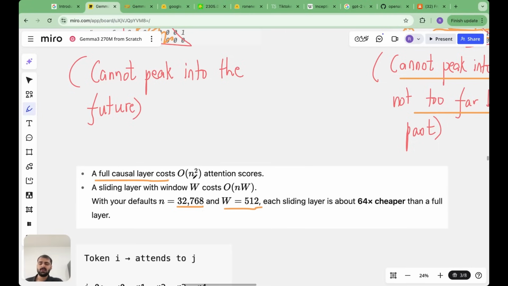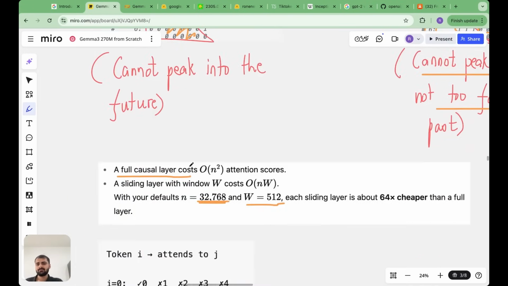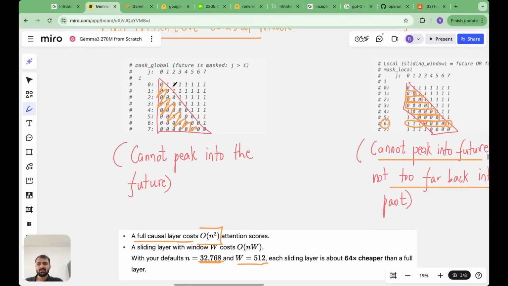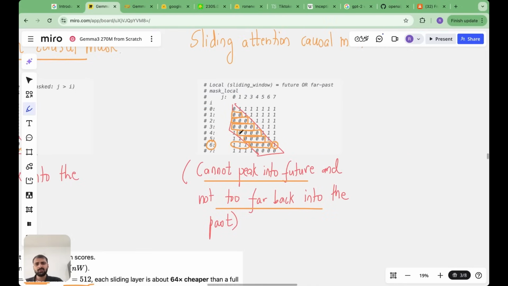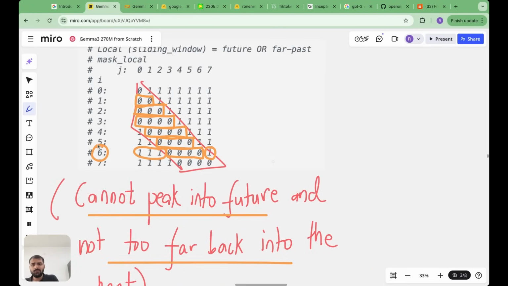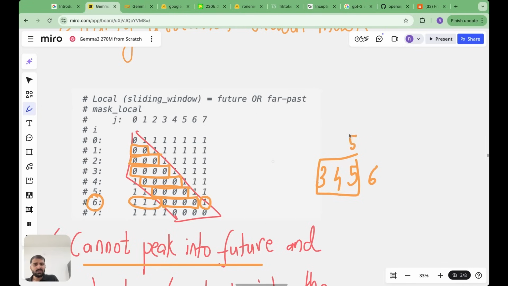Now, if you use a full causal layer, you have to essentially compute 32768 into 32768 attention scores, or on the order of n square, not exactly n square because you are putting some of these to 0, but on the order of n square divided by 2, I think. You need to compute these many attention scores. But now if you restrict every token to only look at a certain number of tokens which come before it, for example, if you are at position number 6, it can only look at tokens 5, 4 and 3. If you are at position number 5, it can only look at 4, 3 and 2.